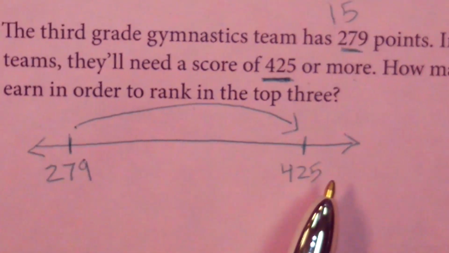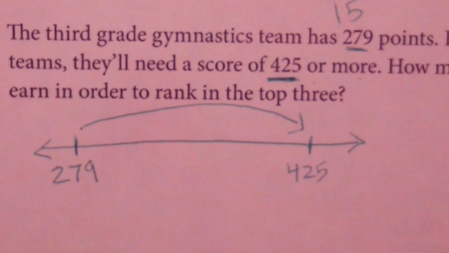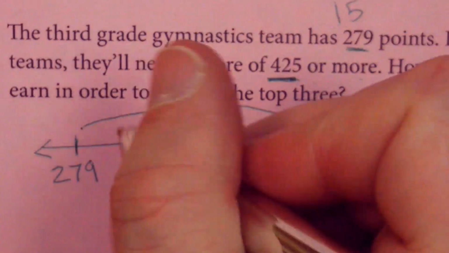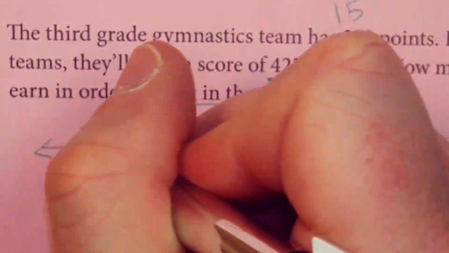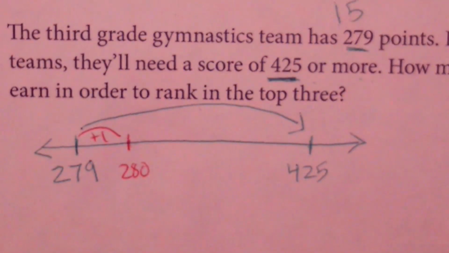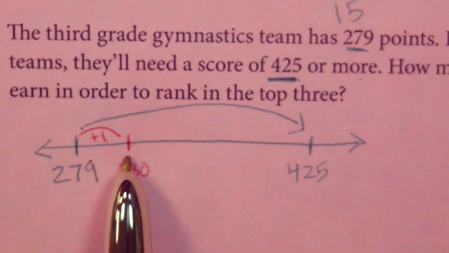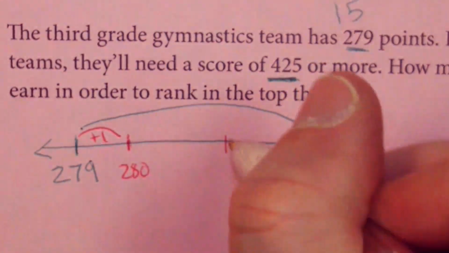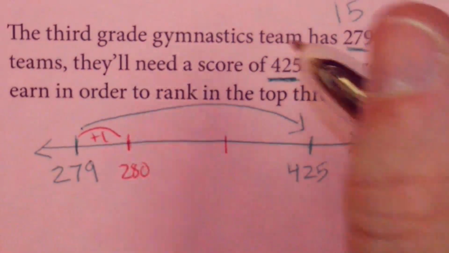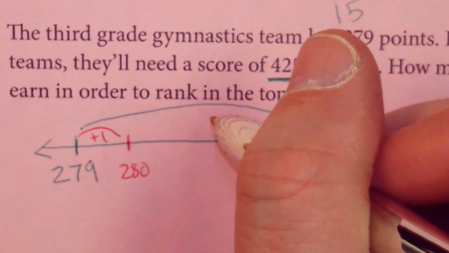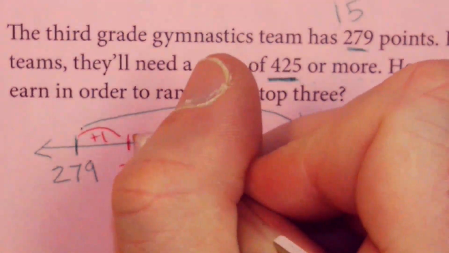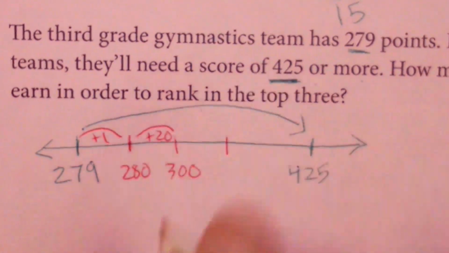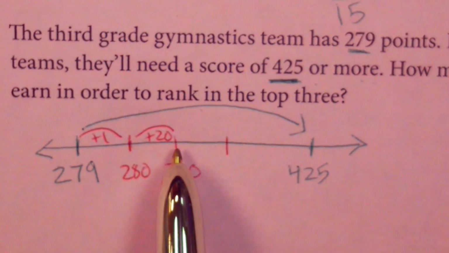Okay, we could use standard algorithm. We could do 425 minus 279. But just for giggles, let's try it this way. I'm going to get to 280 by adding 1. Okay? Now I'm going to try to get to 300. How do I get to 300? By adding 20. Now I'm at 300.